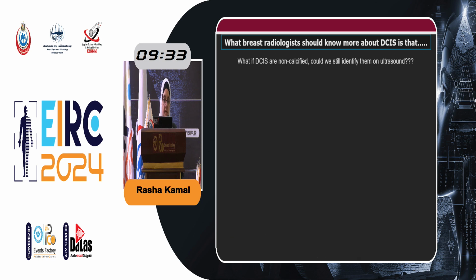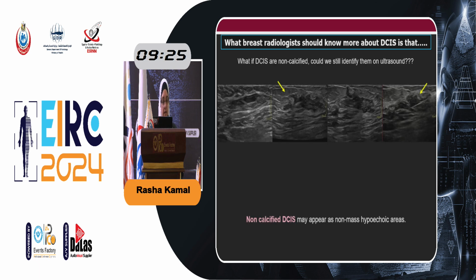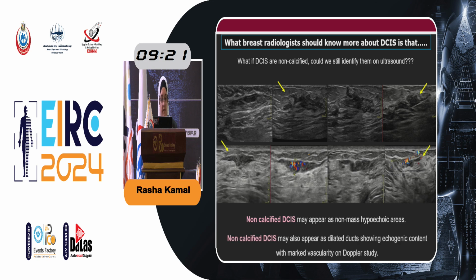But what if the DCIS is not calcified? Again, we should ask ourselves, could we still identify them or not? And again, the answer is yes. Non-calcified DCIS may appear as non-mass hypoechoic areas, and sometimes they appear as dilated ducts showing echogenic content with marked vascularity on Doppler application.